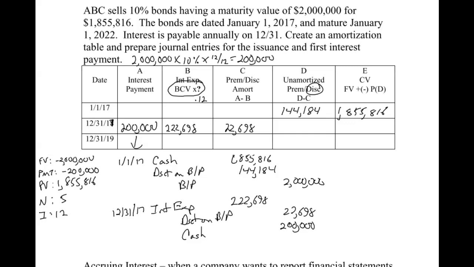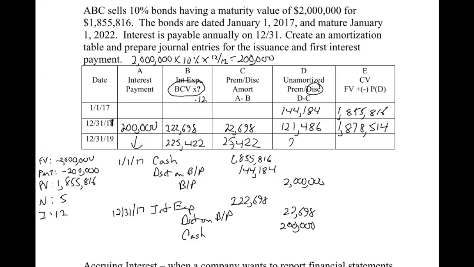I don't need to know the rest of it, but let's fill it in just to have a little more practice. 121,486, and this brings the carrying value to 1,878,514. Then we would take this 1,878 number times the 12% and get 225,422, making this 25,422.